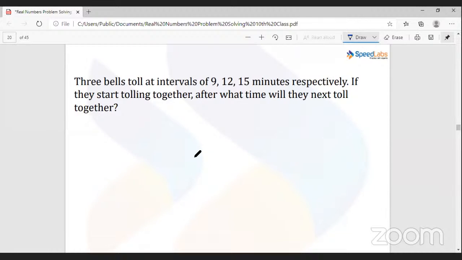Ma'am, these types of questions come in board? Yes, these type of questions also come in board. Ma'am, because these types of questions are neither in NCERT nor in Exemplar or RD Sharma.